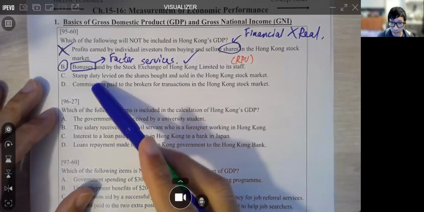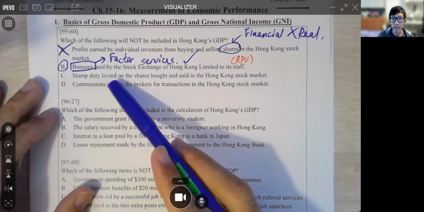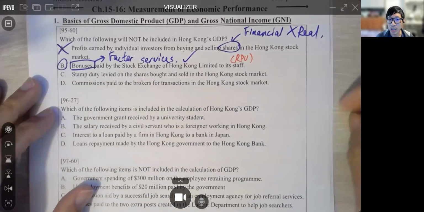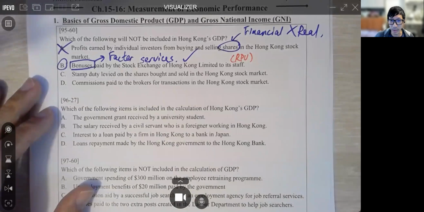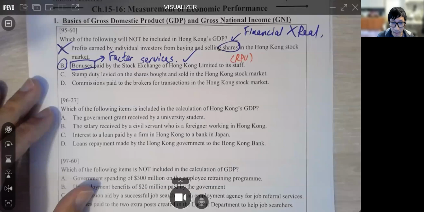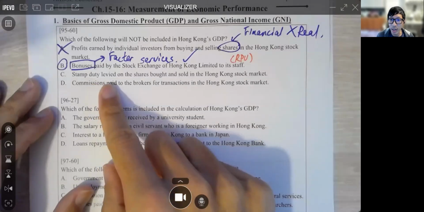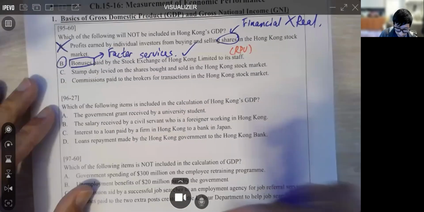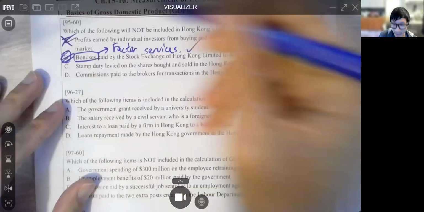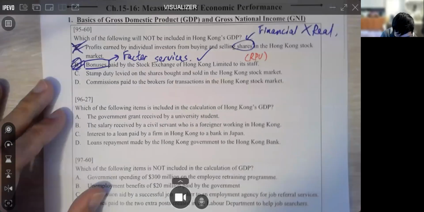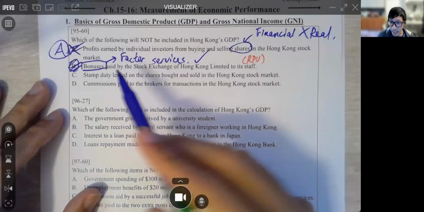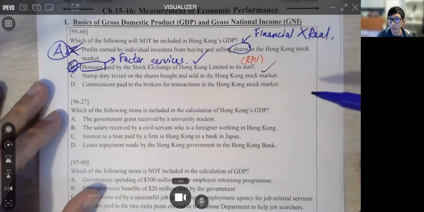Okay, 好嘛？好啦，第三個啦，stamp duties levied on the shares bought and sold in a Hong Kong stock market. OK, 好嘛？嗱，所以呢條咧其實都有啲 tricky 啊，好嘛？我哋見到啦，stamp duty 啊，唔係喎，not included 喎。OK, so this one, I think A should be the answer, right? Sorry, I made a mistake. A should be the answer because stock is not included. B is included, so not the answer we want.